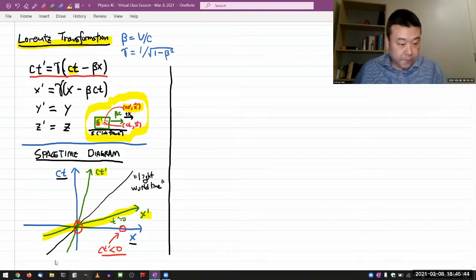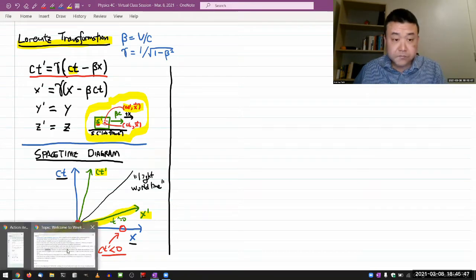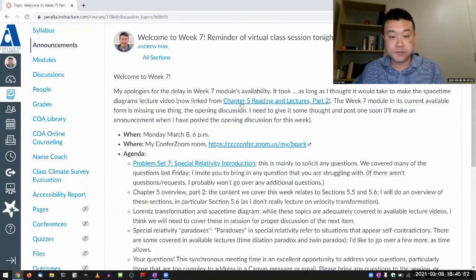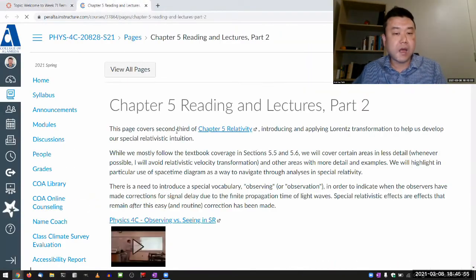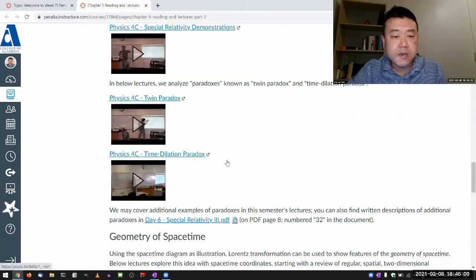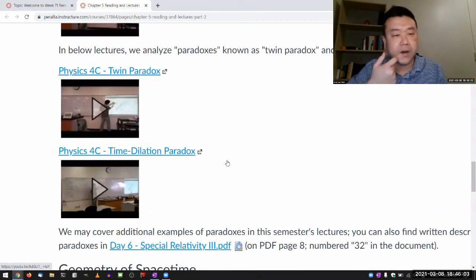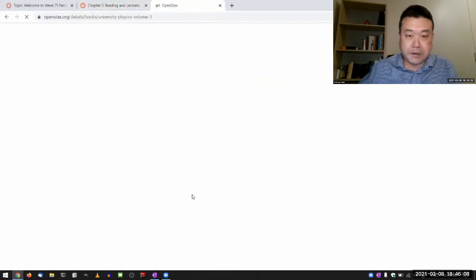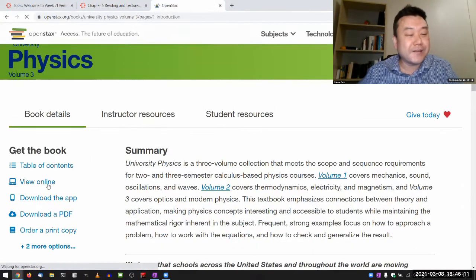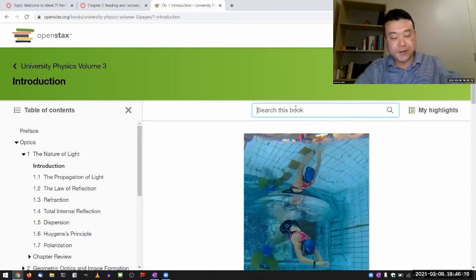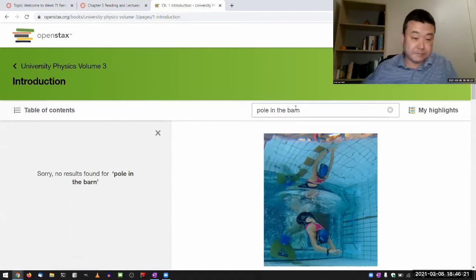So as I was saying before we got into this, I do cover some of these paradoxes already in the available lecture. And I think one of the classic paradoxes that I haven't covered is something called the pole in a barn paradox. I wonder if your textbook does. I probably should have checked. If it does, then I will do it in the context of the text. What does the textbook already do? Pole in the barn paradox.